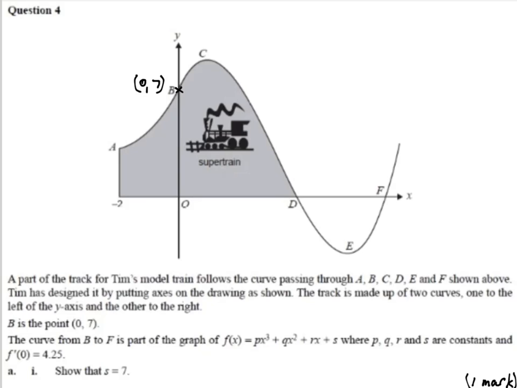Good. B is the point (0, 7), that's the y-intercept, guys. Well, that's the first bit of numerical information we've seen, and that's mighty good to see. The curve from B to F is part of the graph of f(x), a cubic: f(x) = px^3 + qx^2 + rx + s, where p, q, r and s are constants, and the gradient at the point where x is 0 is 4.25.